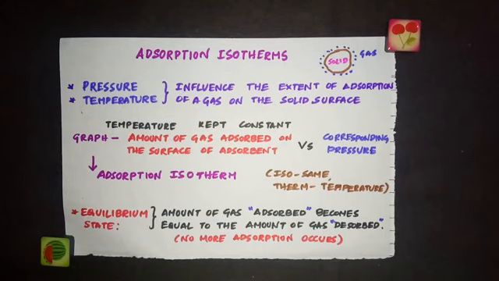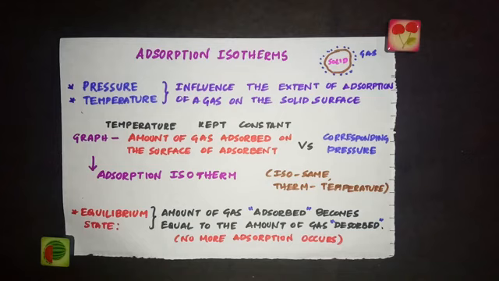So now we are going to study the effect of pressure on the adsorption of a gas on the surface of a solid. In order to study the effect of pressure, we must bear in mind that adsorption is a reversible process. That is, desorption is also taking place simultaneously. If you take the adsorbate and the adsorbent in a closed container, a stage is reached when the amount of gas adsorbed becomes equal to the amount of gas desorbed. We call this state as equilibrium state.